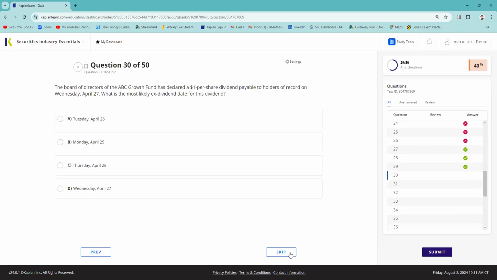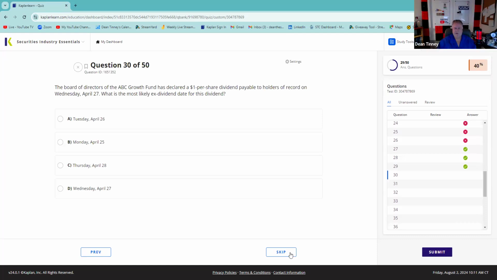The board of directors of ABC Growth Fund has declared a dollar dividend to holders of record Wednesday, April 27th. What is the likely X date? So X date is the first date on which this mutual fund will be trading without that dividend. X dividend is the first date on which the stock, or in this case the mutual fund, no longer trades with a dividend. Now, if this was a stock, the X dividend date would be the same as the record date, and it would be Wednesday. But this is not a stock.